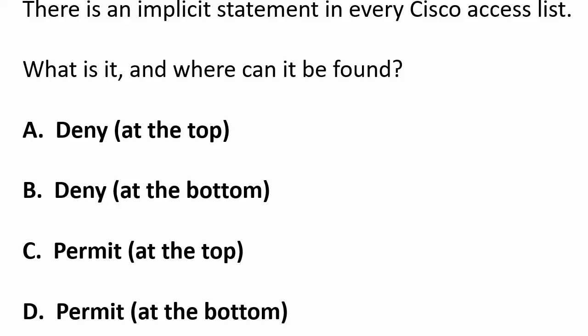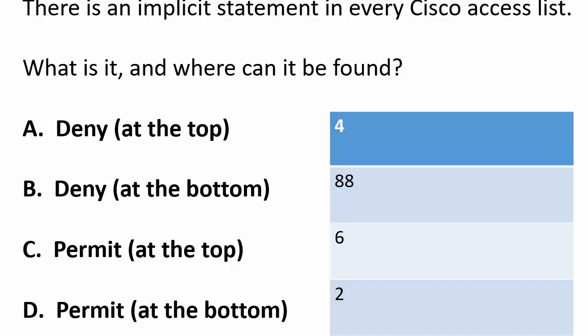Is it a deny at the top, a deny at the bottom, a permit at the top, or a permit at the bottom? Because if you're new or not so new to ACLs, you know the difference between a line being at the top of an ACL and being at the bottom. So let's see how our respondents answered that on Twitter when I posted this. 88% going with deny at the bottom. 4% deny at the top, 6% permit at the top, 2% permit at the bottom. And the answer is deny at the bottom. 88% got it correct. And I know we're hitting the top of the screen there. We'll watch that in the future with the print.